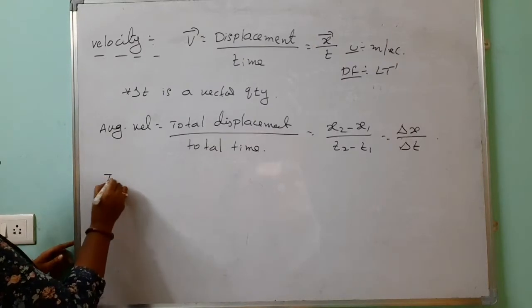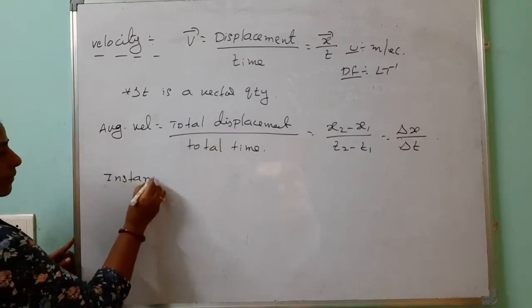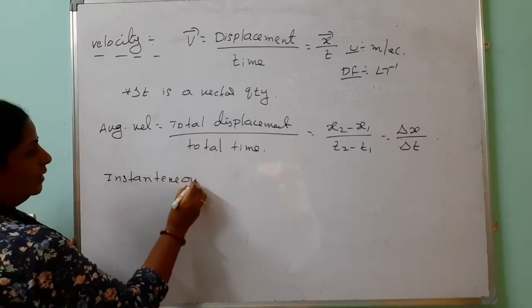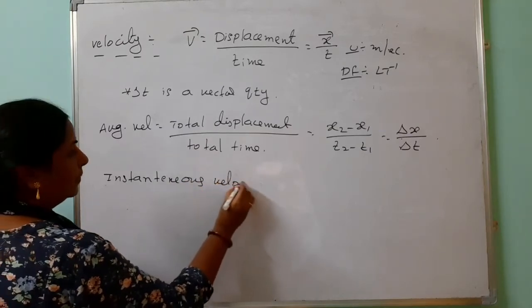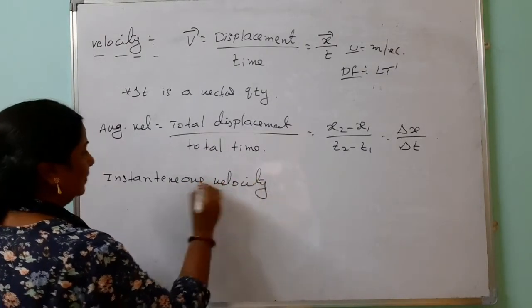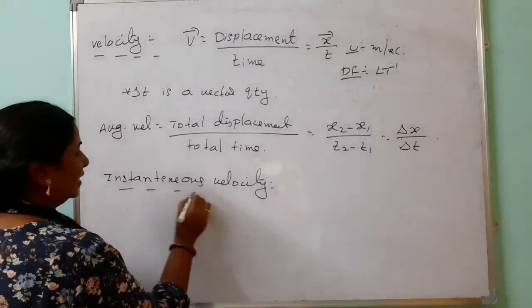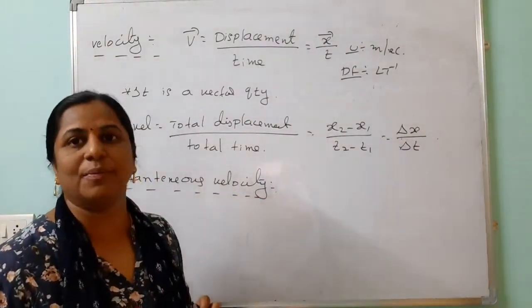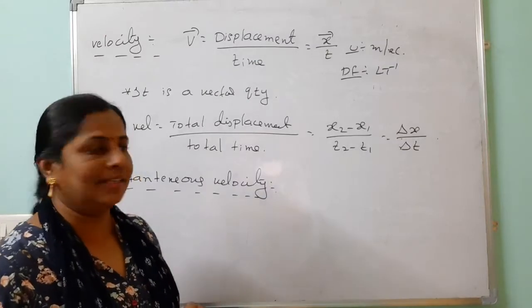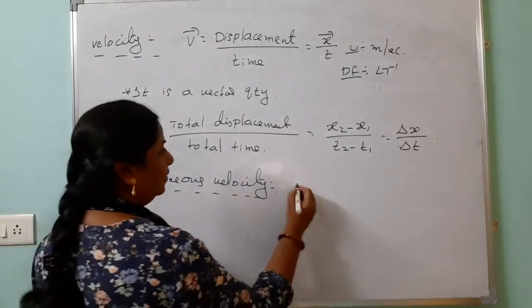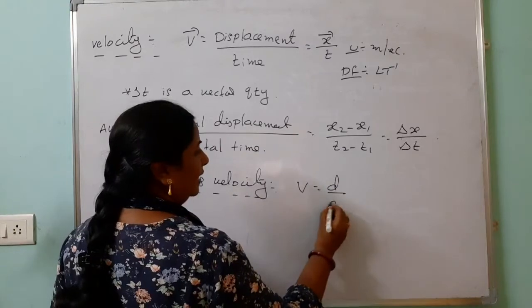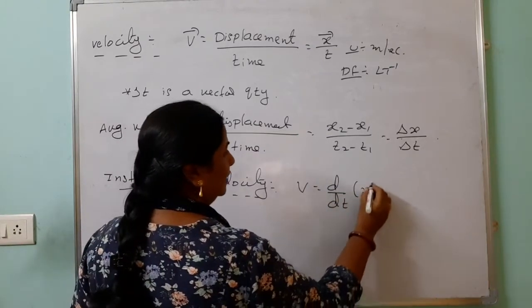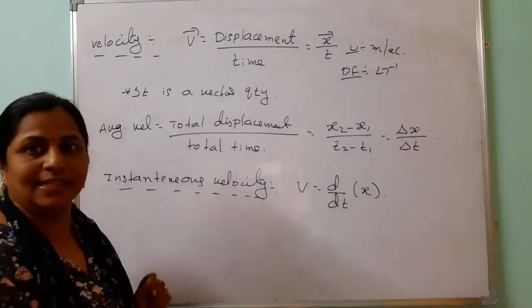Like that, instantaneous velocity. It is the rate of change of displacement, where the limit of the time interval is very small. At a particular instant we measure the velocity, and that is called the instantaneous velocity. So v equals the rate of change of displacement, dx by dt.